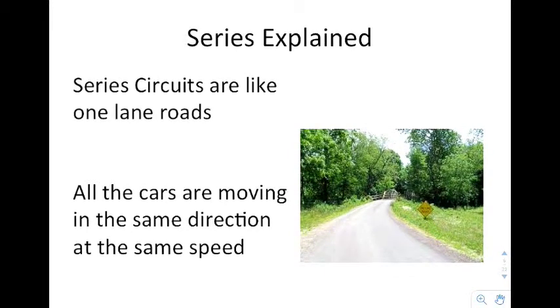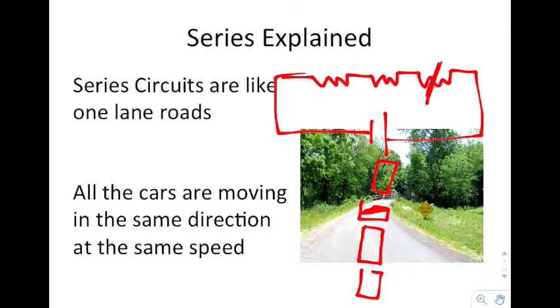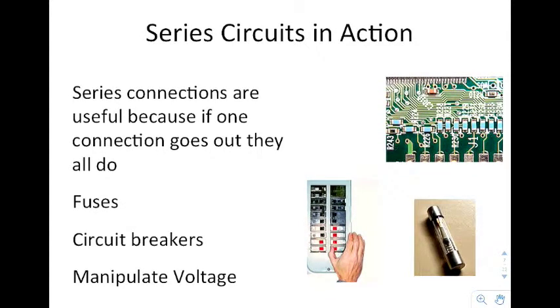Series is like a one-lane road. If you have some sort of stop or accident right there, since it's a one-lane road, everybody else is stuck behind you. Because of that, if there's some sort of break in a series circuit, for example a resistor, a resistor, a resistor, and your battery, if there's a break anywhere in the circuit, none of the other resistors will get any charge because there's nowhere for the charge to go. Series circuits are really useful because that's how fuses and circuit breakers are wired.